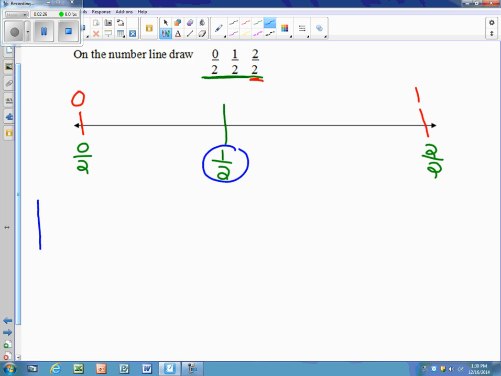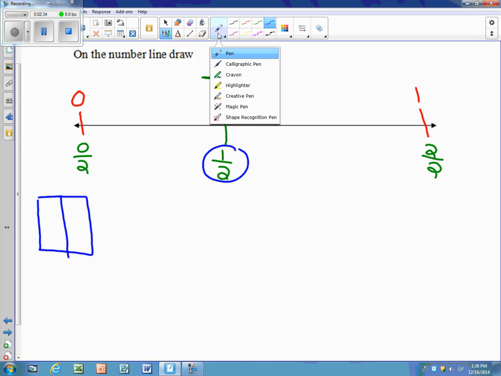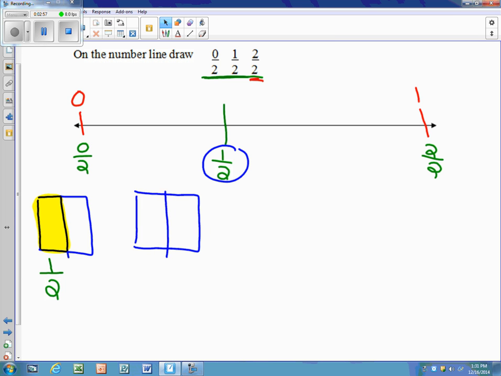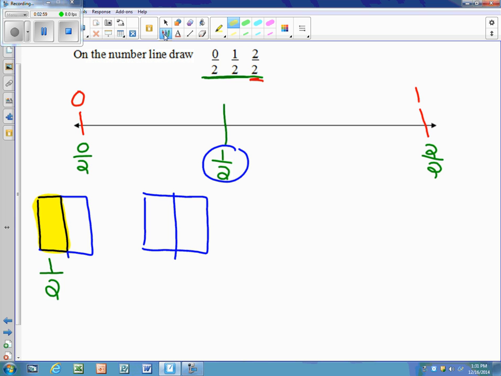So the first thing we're going to do is we're going to draw a box. We're going to split it in half. And we are going to shade in 1 half. And we will write down what that fraction is, which is 1 half. So now we're going to try to make an equivalent fraction for that, so we're going to draw a new rectangle, or square, split it in half again. Shade in 1 half again, always using vertical lines.